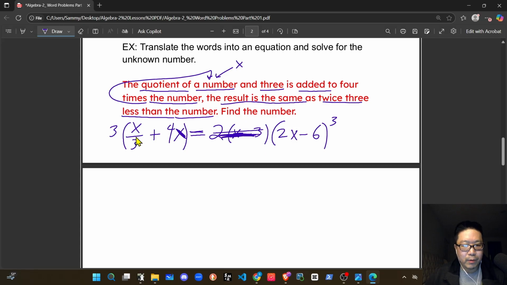So when we do that, we end up with x, right? The 3's cancel, plus 12x equals. Here I'm multiplying by 3, not raising to the power of 3. So that's going to give us 6x minus 18. 6 times 3 is 18. And we can combine like terms. On the left side, we have 13x.